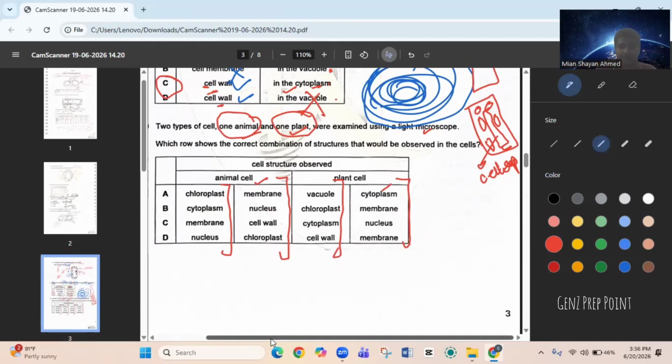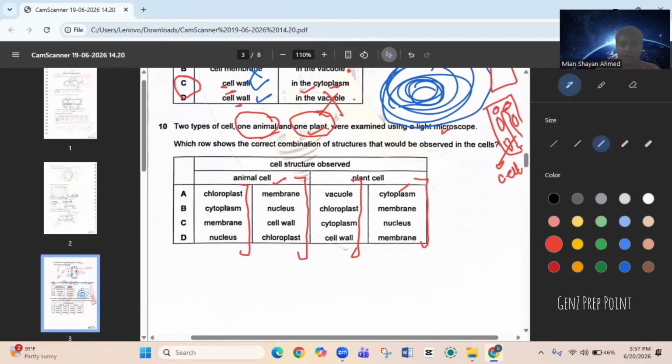If we focus on it, chloroplast is not present inside the animal cell, cytoplasm is present inside the cell. So if we focus on this, cytoplasm is present, membrane is present, nucleus is present. Is membrane present? Yes, but this cannot be the answer because chloroplast is not present inside the animal cell. So A is not the answer. We will cut A. If we see B, cytoplasm is present, nucleus is present. So these two structures are done. B could be the answer.